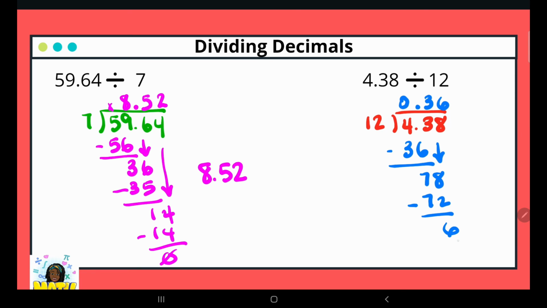Now here there's a remainder, but I ran out of digits in my dividend. So what I do here is I'm going to add a 0, and I'll continue adding zeros anytime I have a remainder till I have none left. 12 goes into 60 5 times. 12 times 5 is 60. So here I have no remainder left. So my answer for this question is 0.365.